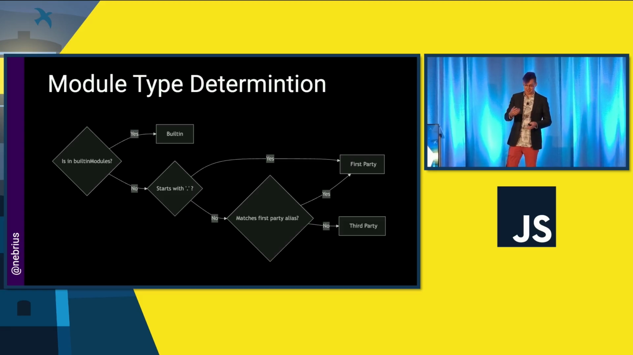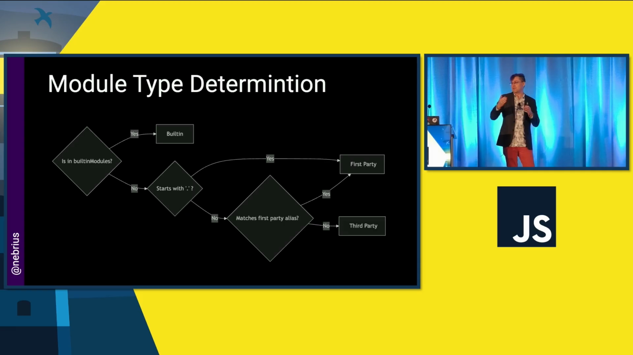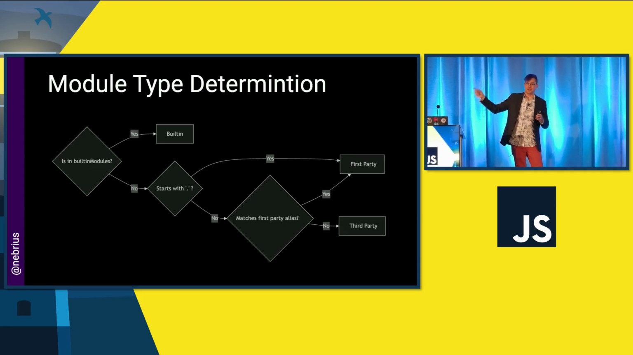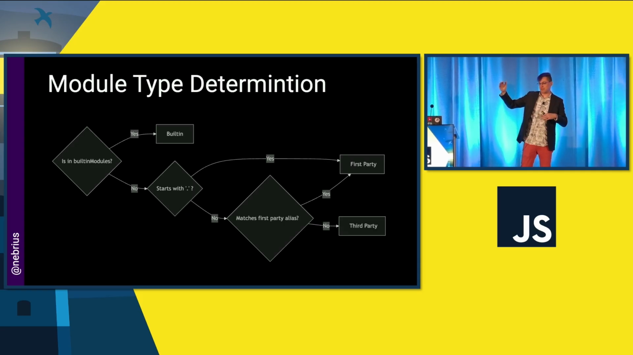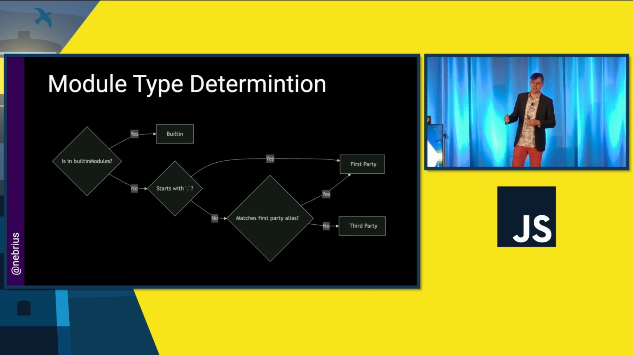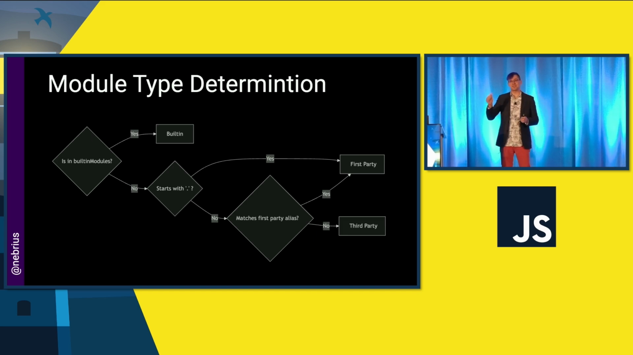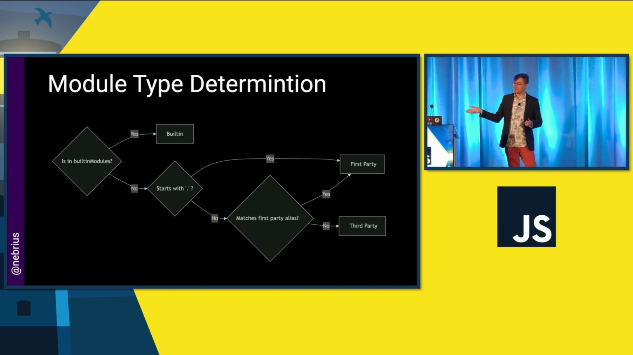You can just query it in this built-in modules thing. So we're like, hey, is this import sets, right? The import foo from bar that's a string. Is that in this array of 30, 40, whatever it is, items? Super easy. We say yes or no on that. If it's yes and it's built in, we stop.